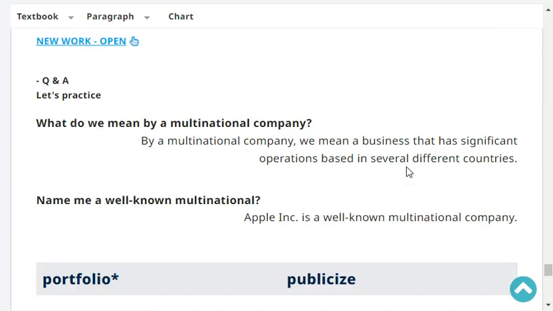Okay, next. What do we mean by a multinational company? By a multinational company, we mean a business that has significant operations based in several different countries. Very good. Name me a well-known multinational.